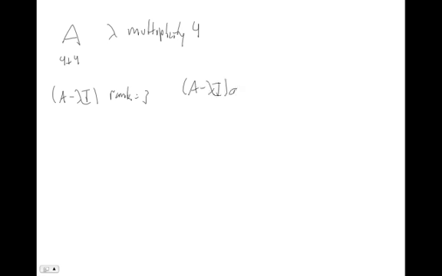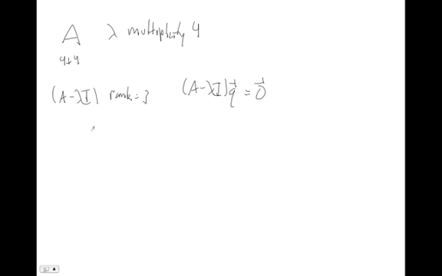So let's work out another example. Let's say A is a 4 by 4 matrix. And let's say it has one eigenvalue lambda with multiplicity 4. So if A minus lambda I is rank 3, then we know it's nullity 1 and there's one eigenvector associated with it. So A minus lambda I times Q equals 0 has one solution because the nullity is 1.